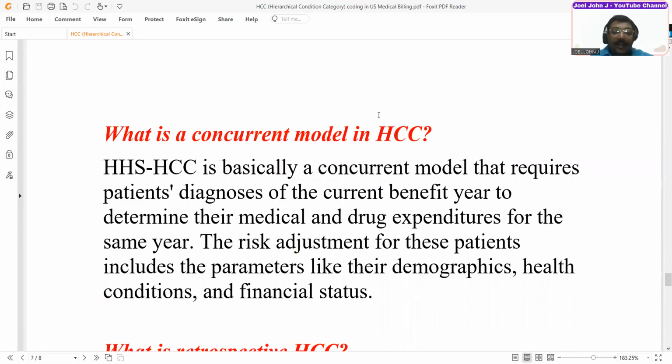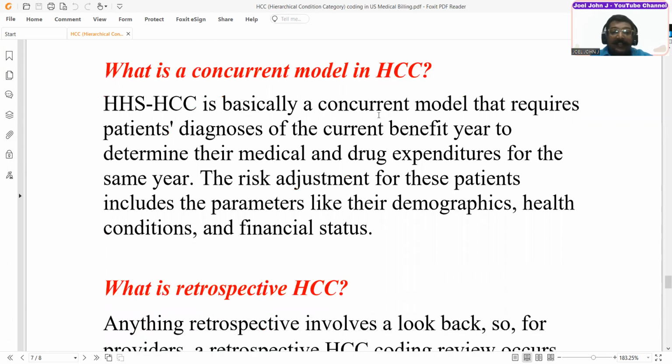What is the concurrent model in HCC? HCC is basically a concurrent model that requires patient diagnosis of the current benefit year to determine their medical and drug expenditure for the same year. The risk adjustments for these patients include parameters like demographics, health condition, and financial status. So concurrent means the concurrent year, the current year. What is the patient going to spend this current year? That study is called the concurrent model of HCC.